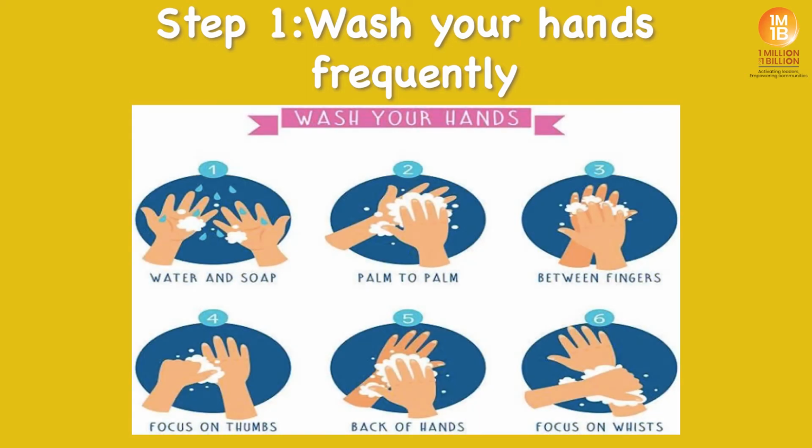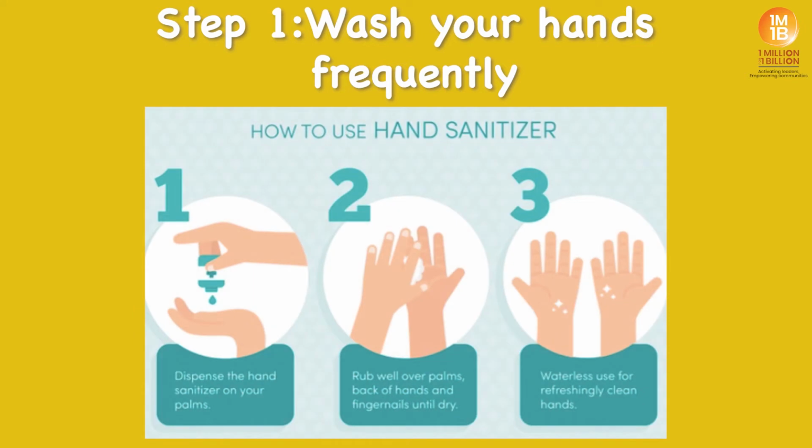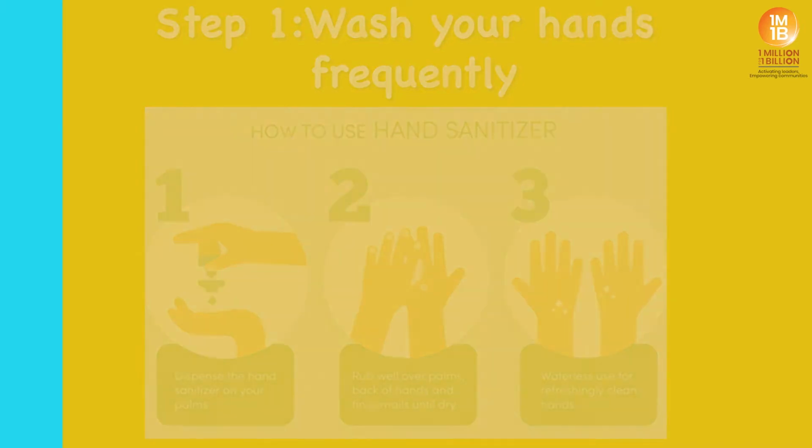Wash your hands regularly and frequently with soap for at least 20 seconds. As shown in the picture, wash your hands regularly and frequently with soap for at least 20 seconds in the manner such that all your fingers and both sides of hands are covered. Use alcohol-based hand sanitizer in absence of soap and water. Rub over palms, back of hands and fingernails until dry.